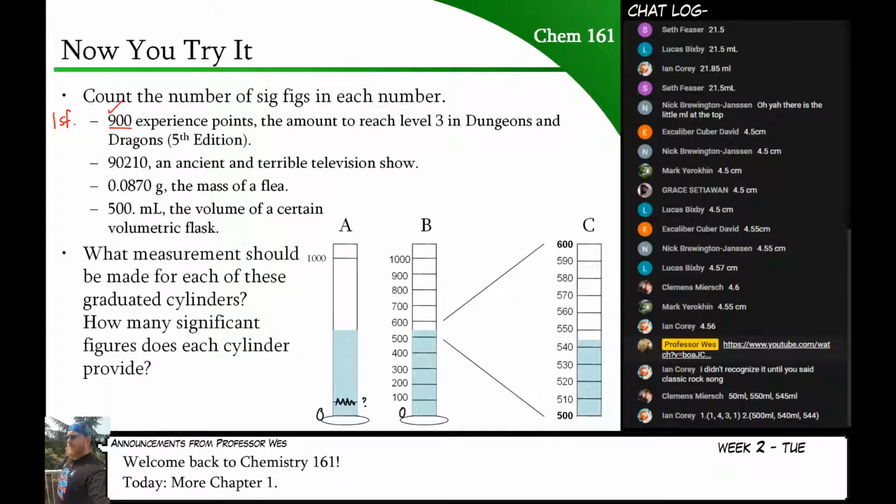This right here, 90,210. That's not how we say zip codes, but as written, these 3 are non-zero digits, so they are significant. This 0 is trapped, so it must be known, but this 0 on the end here is a placeholder, so there are 4 sig figs total in this number.